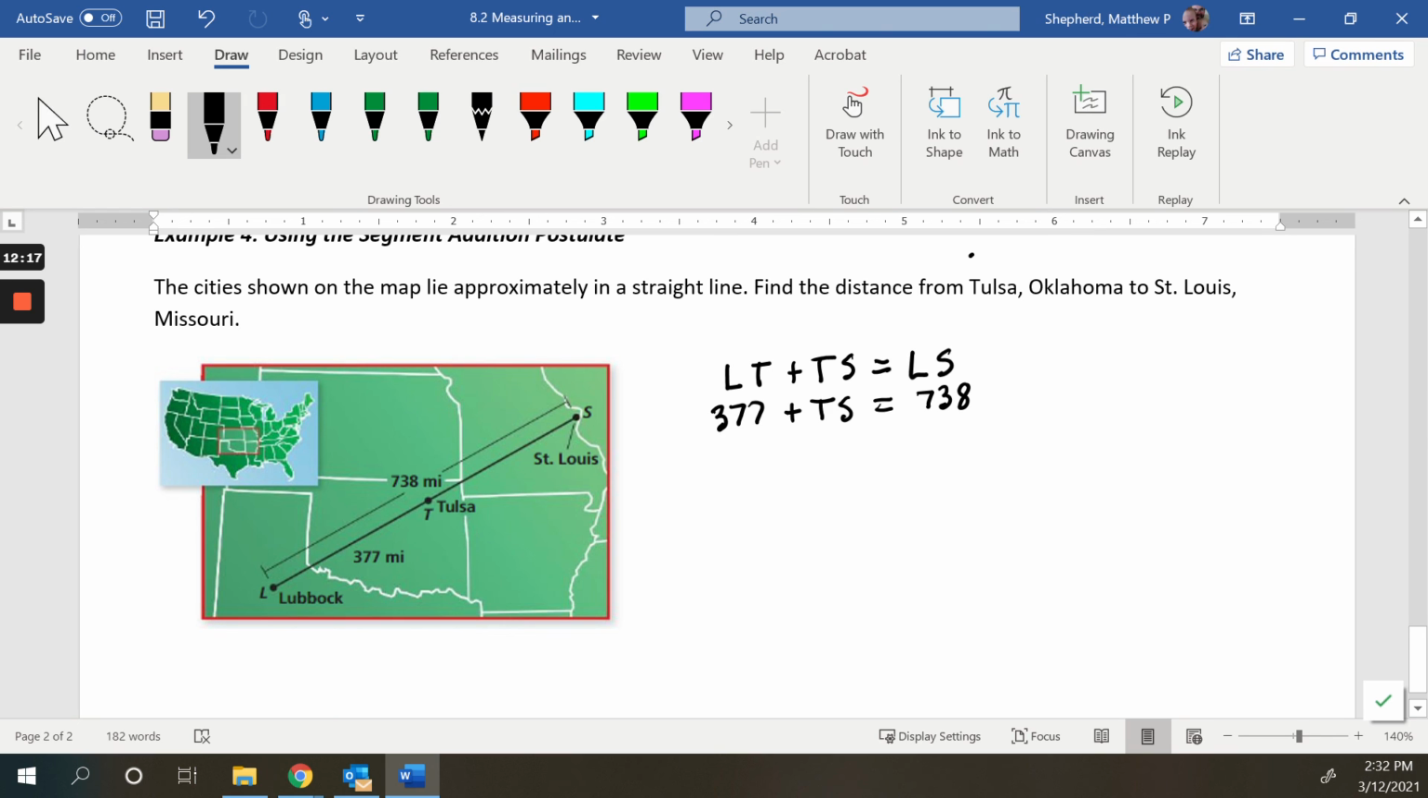738 miles. So once again, if we just take out the distance of Lubbock to Tulsa, then what we should be left with after we remove that distance should be the remaining distance of Tulsa to St. Louis. So I'm just going to quickly type this in, 738 minus 377 is 361.